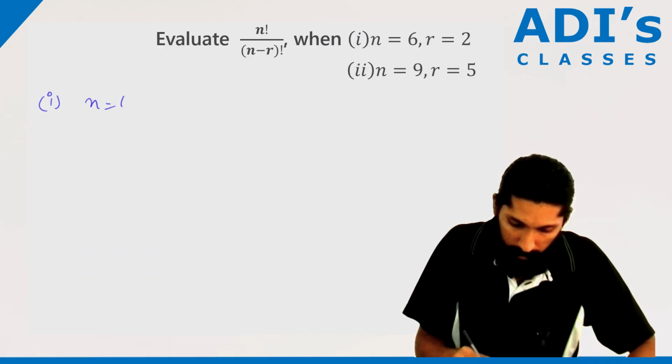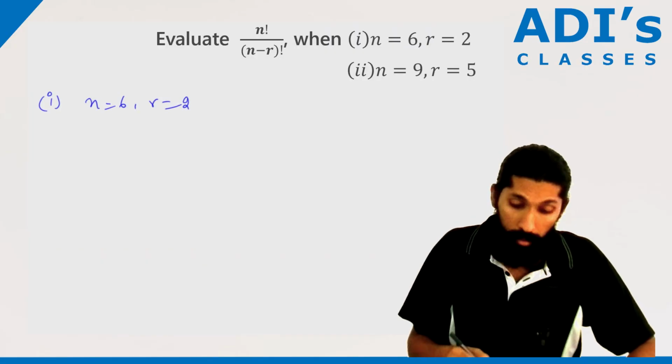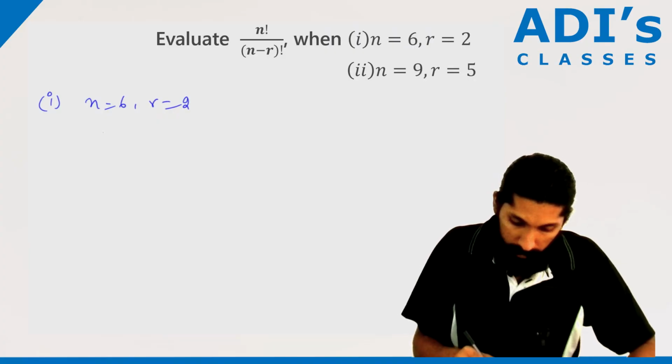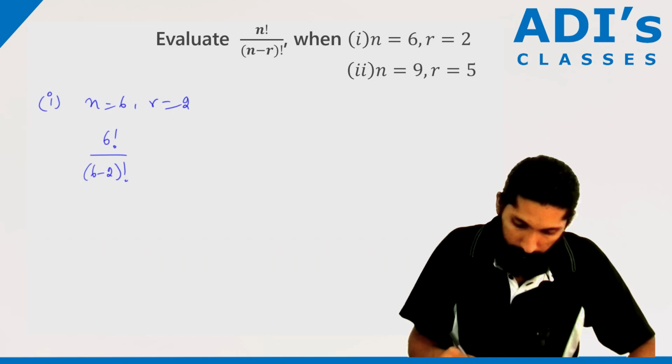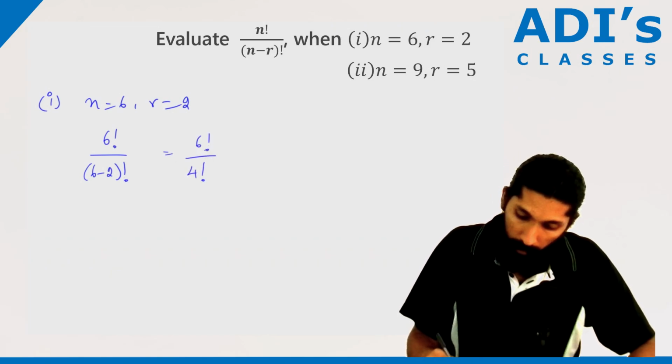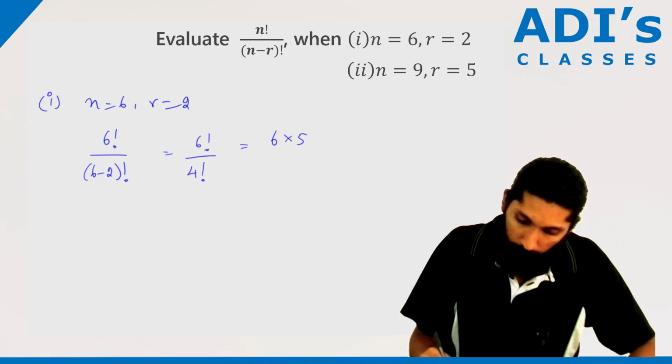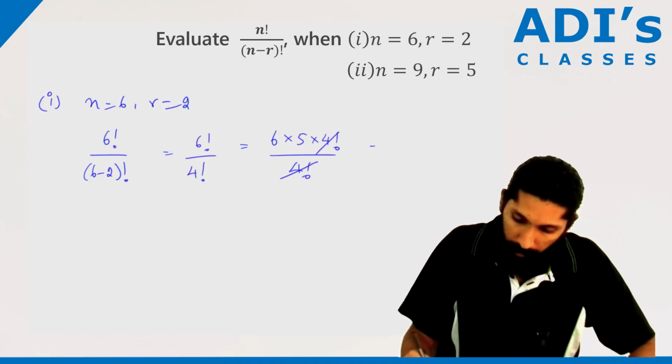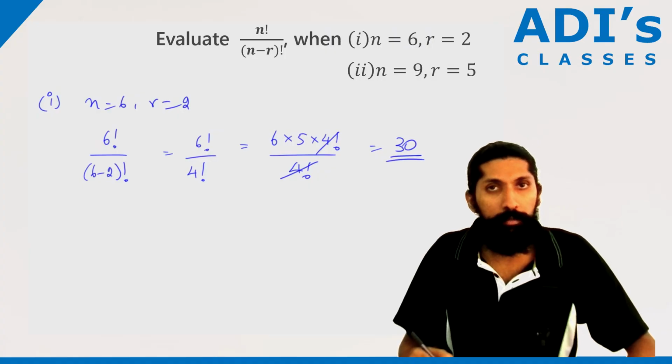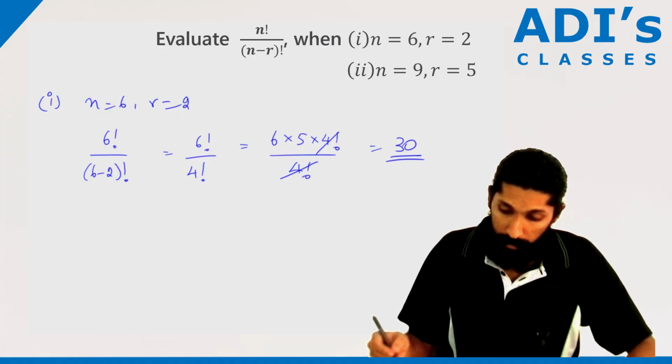N is equal to 6, r is equal to 2. That means you are going to have 6 factorial by 6 minus 2 factorial. 6 factorial by 4 factorial. 6 into 5 into 4 factorial by 4 factorial. The answer becomes 30. Such a simple problem. Correct? Let's do the next one.